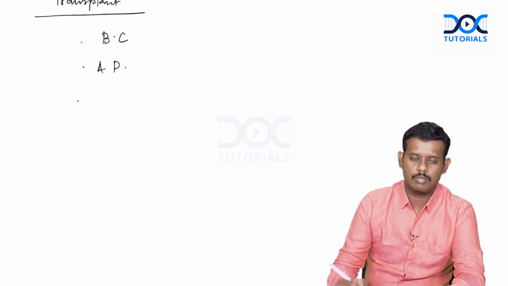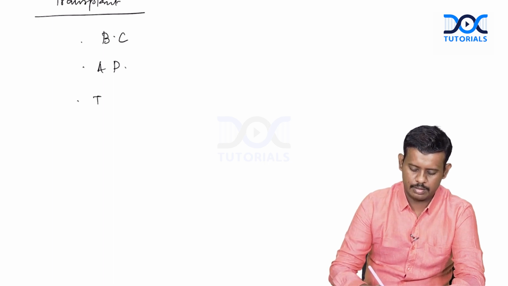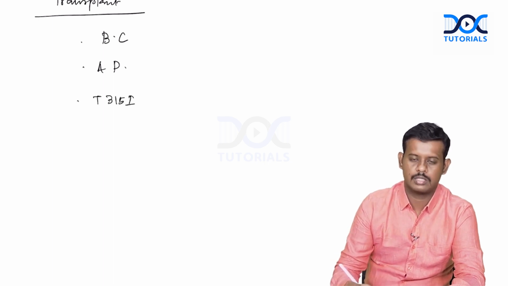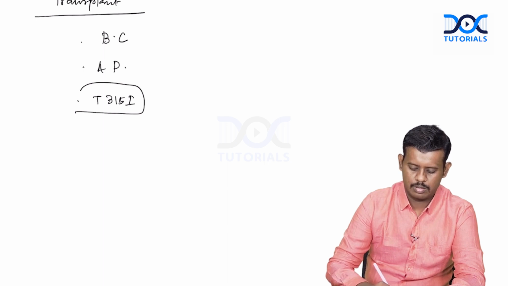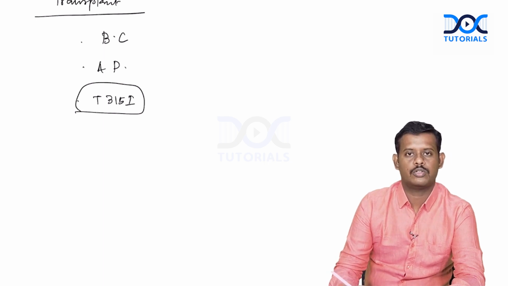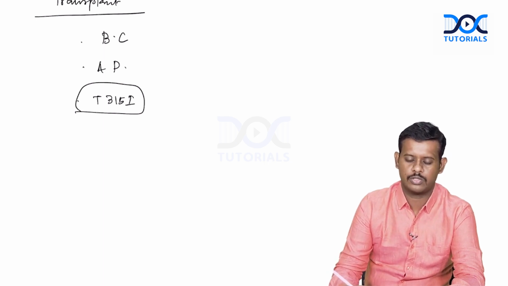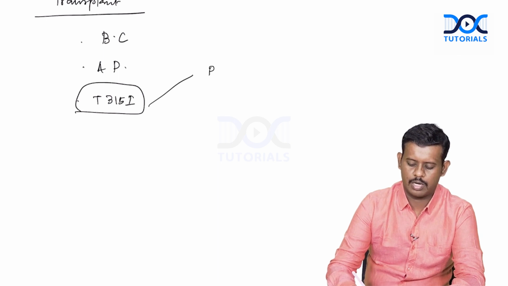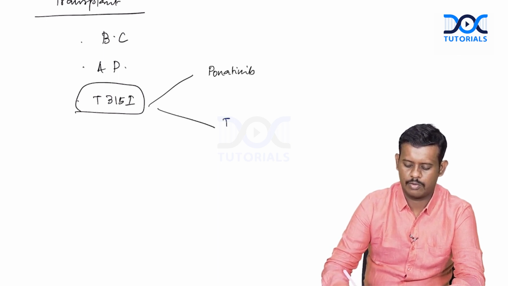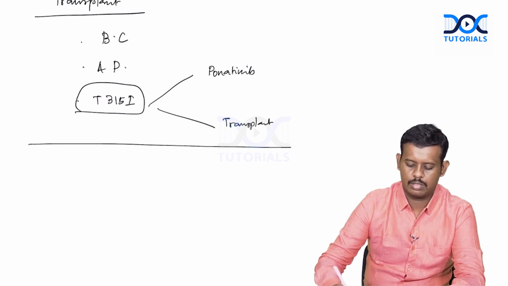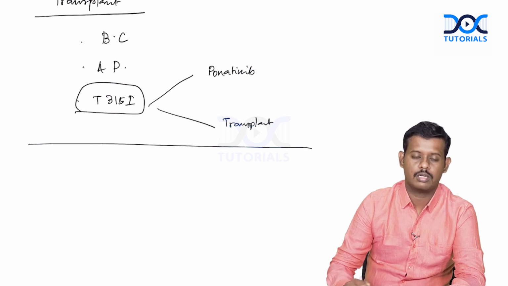Also, there is a common mutation, that is T315I. This is the mutation which does not respond to any of your first and second generation TKIs. So they respond either to ponatinib or you will have to transplant the patient. So these are the other options for such patients.